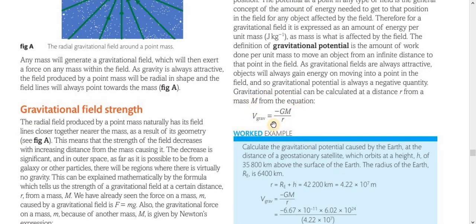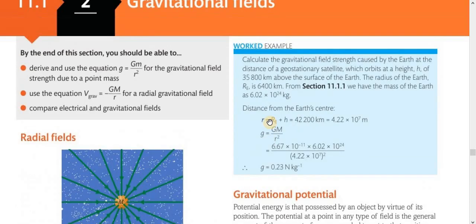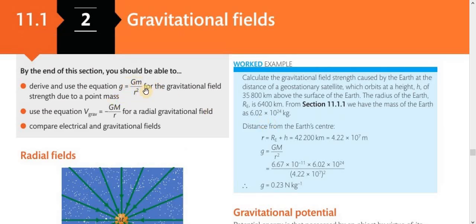So this is the equation that you should know. So far you have learned about 3 equations. F is equal to Gm1m2 over r squared, then g is equal to GM over r squared, and now you learned the gravitational potential. Earlier you had force, then gravitational field strength g, now you have gravitational potential. So you learned 3 quantities.